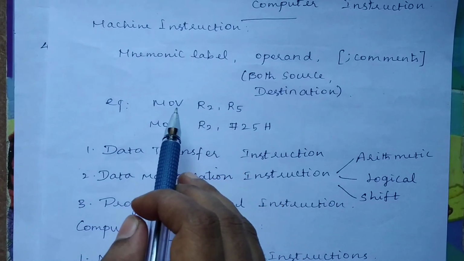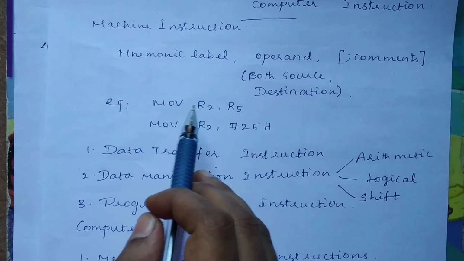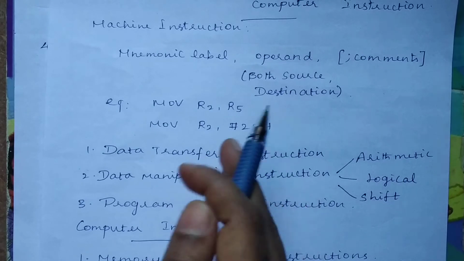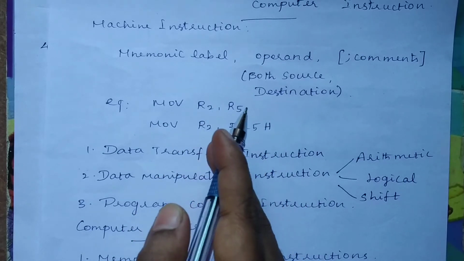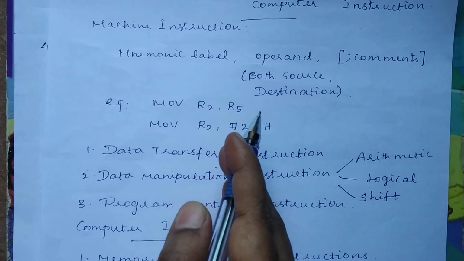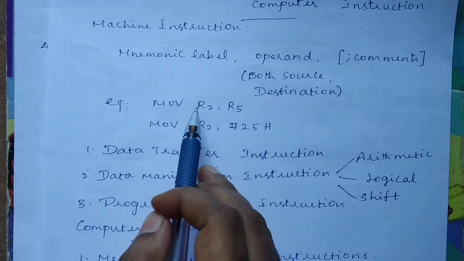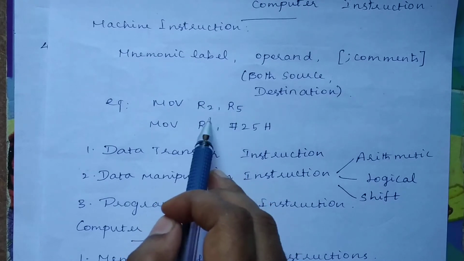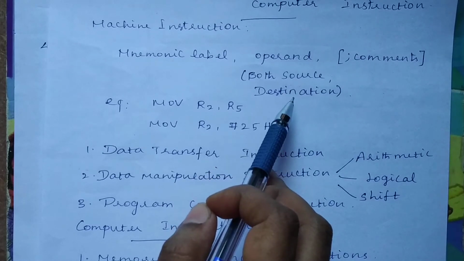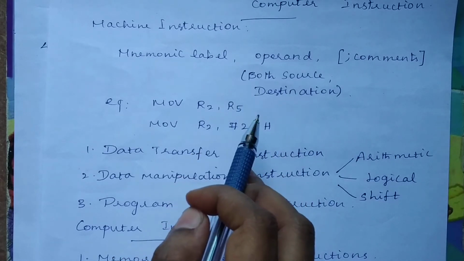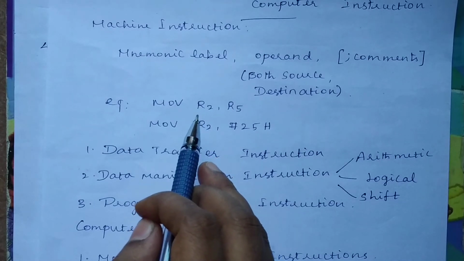What is the main operation of the move instruction? It is a data transfer instruction, which means transferring the content from one location to another location. Here we are transferring the content from R5 to R2. So here we have two registers. One is used to denote the source and the other to denote the destination: from which location we are going to transfer, and to which location we are going to store that content.